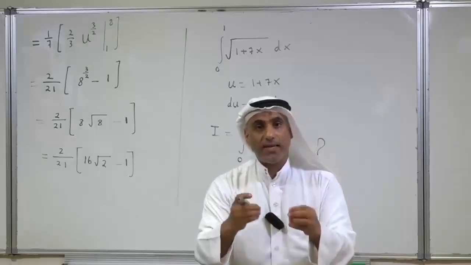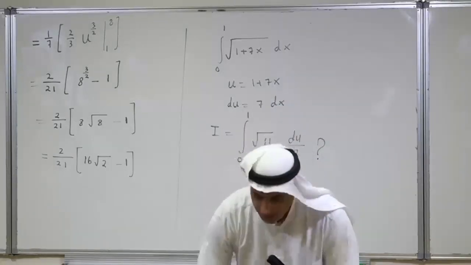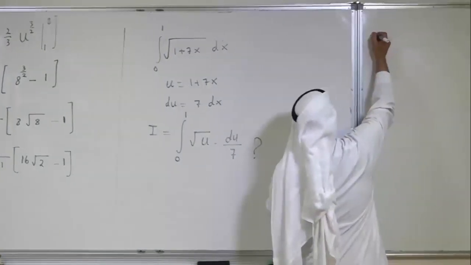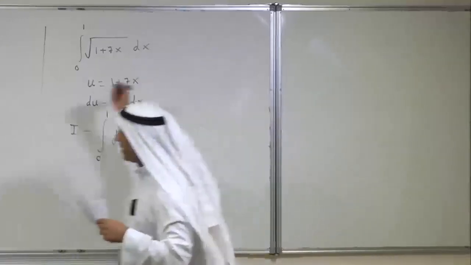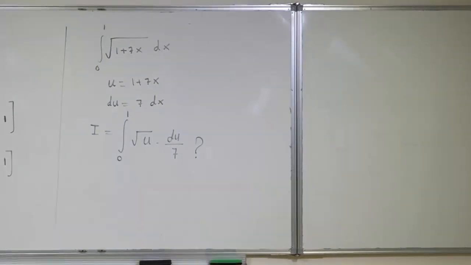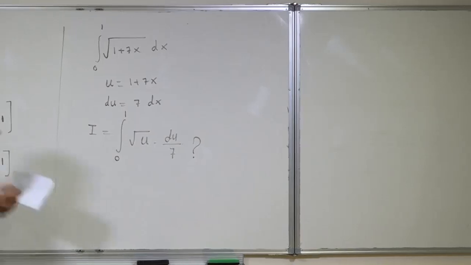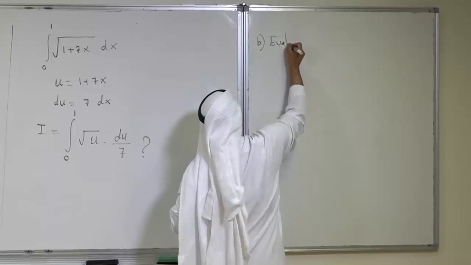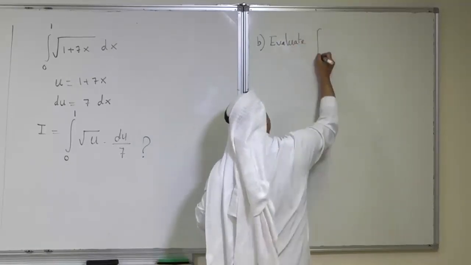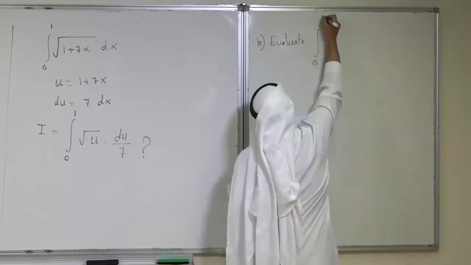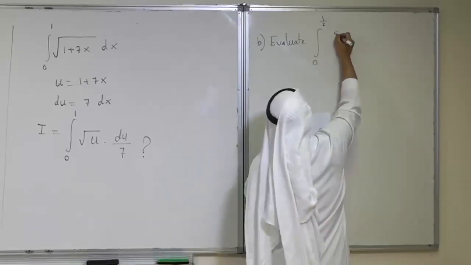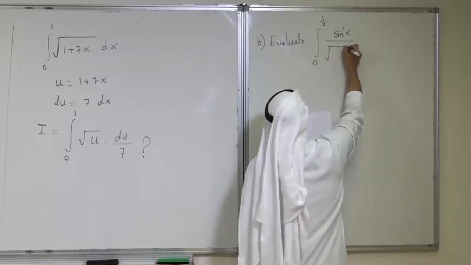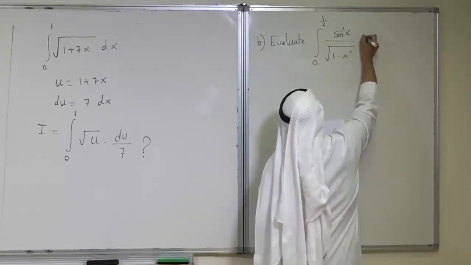Okay, let me show you another example. The second example will be to evaluate the following integral. Let me call the first one part A, and the second one part B. So again, part B says evaluate the integral from 0 to 1/2 of sine inverse of x divided by radical of 1 minus x squared dx.